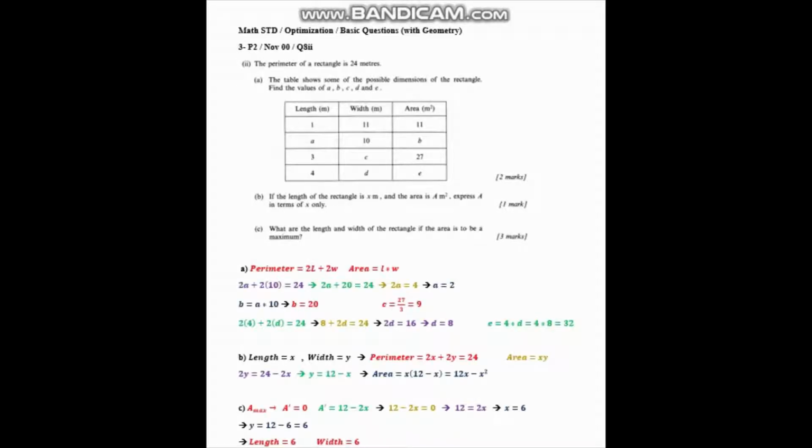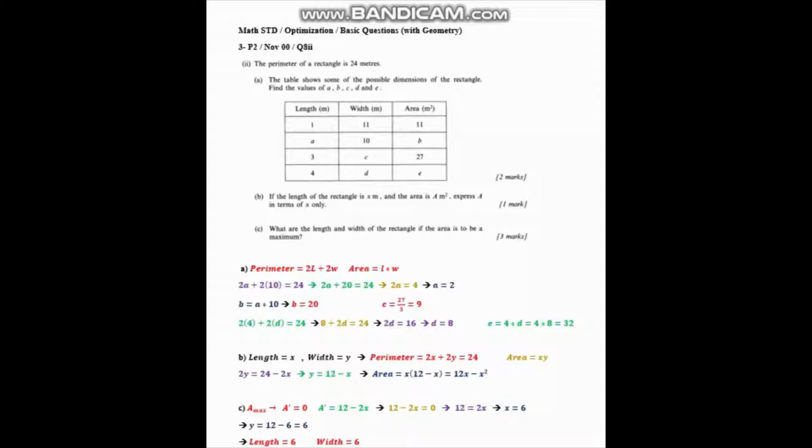So the third question that we shall tackle came in paper 2, November 2000, question 8, part two. Kindly take a minute and attempt to solve, and the answer shall follow through shortly. So we are told that the perimeter of a rectangle is 24 meters. The table shows some of the possible dimensions of the rectangle. Find the values of A, B, C, D, and E.